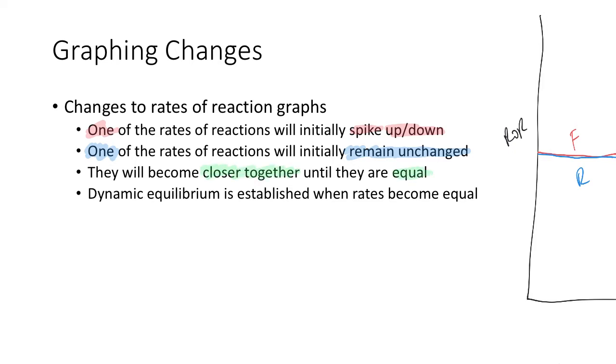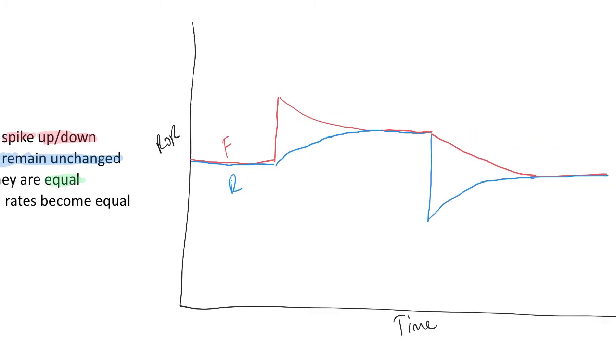There's a reason why a reaction rate which is going faster will eventually slow down: the concentration of those reactants will lower, and so the reaction rate will slow down. The other one will speed up because there's more of those reactants being produced, and they'll match rates at some point in time. That point in time is when dynamic equilibrium is established. So let's have a look at an example.